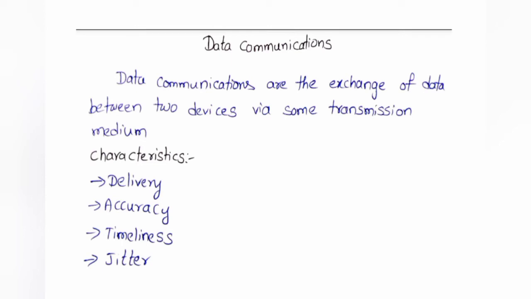The jitter refers to the variation in the packet arrival time. So in the timeliness, the audio and video must be properly synchronized and played in the video, right? The audio and video must be properly synchronized. So here in the jitter, there is an uneven packet arrival time delay.